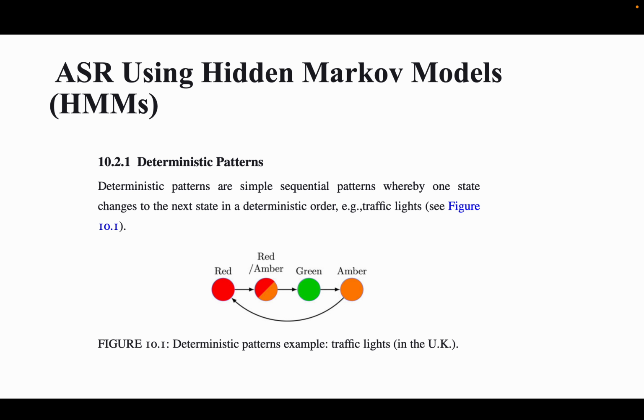So let's look at automated speech recognition using hidden Markov models. First, let's talk about what a hidden Markov model is not. It does not model a deterministic pattern. A deterministic pattern, and this is just a silly example, is traffic lights in the UK, where you go from a red light to a red and amber light to a green light, back to an amber light, and then to a red light. And it's the same pattern every time.